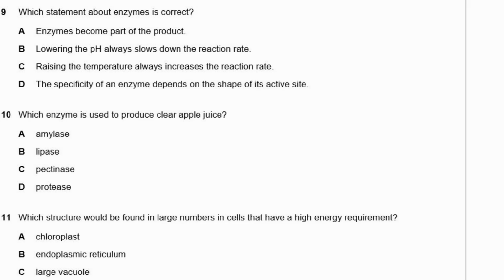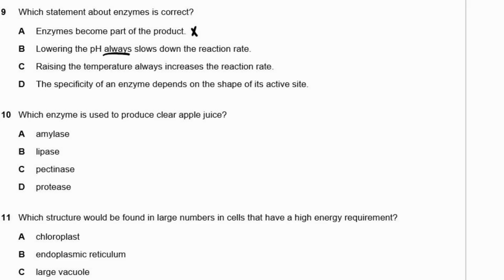Question 9. Which statement about enzymes is correct? Okay, enzymes become part of the product. No, that would mean they'd be used up. That is part of the definition of an enzyme, is that it's not used up. So it doesn't become part of the product. Lowering the pH always slows down the reaction rate.